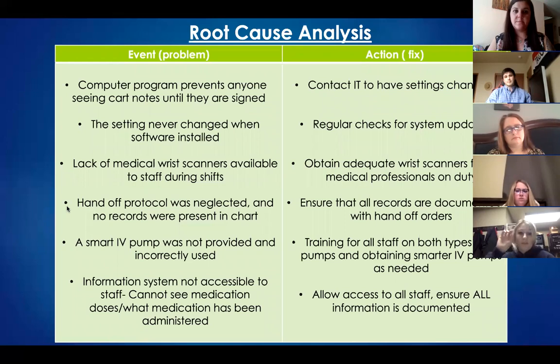The handoff protocol was also neglected in this study, and therefore no records were present in the chart. A way that we can fix this is by ensuring that all of the records are documented with the handoff orders and that we do not skip the handoff protocol.